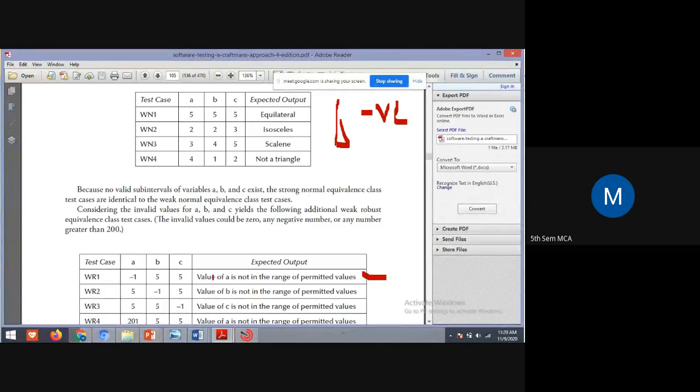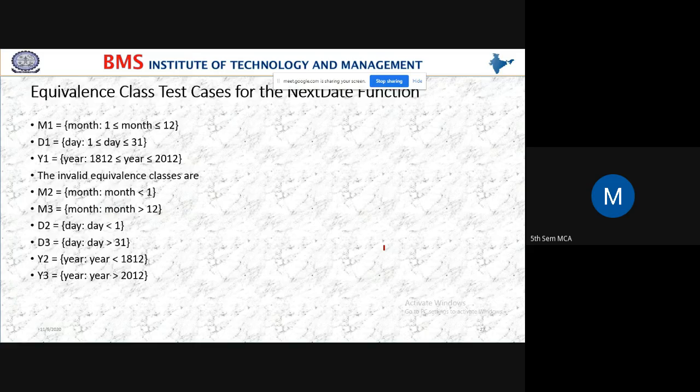And if you remember, in the second module when we learned the triangle problem, we took the values of A, B, C from 1 to 100. Do you remember? But in the last case, the value of A is 201. So 201 is not in the range, and we cannot make a triangle.